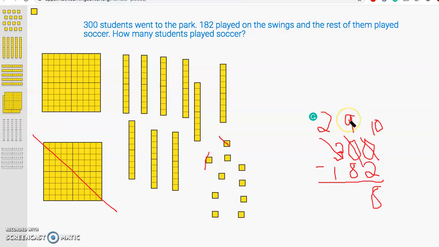So now I'm taking 9 tens minus 8 tens. So let's count them off. 1, 2, 3, 4, 5, 6, 7, 8. And I have 1 ten left. And now I have my 200 minus my 100, and I have 100 here. So when I read from left to right, my answer is 118 because I have 100, 10, and 8 ones. And we have just solved our problem.